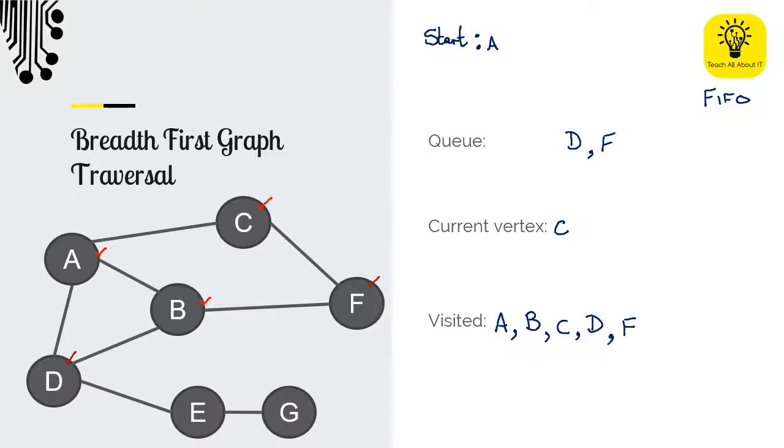So here our current vertex is C. Now C has no nodes to visit because they've all been visited. So we're going to dequeue D, change the current vertex, and move that over here. The current vertex is D because that's now been dequeued. Now D can't go to B, but it can go to E. So the next to be visited on our list is E. It's not our current vertex, but we do put it onto the queue.